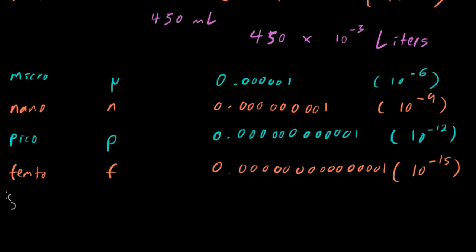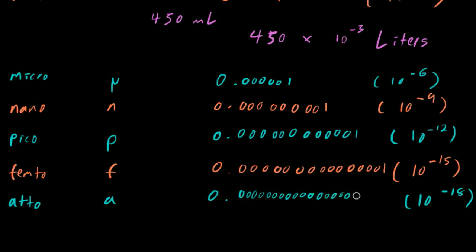And then the last one is the atto, and the symbol is A. This one is incredibly small, you can imagine. It's going to be 10 raised to the minus 18th power. And so this is going to have 1, 2, 3, 4, 5, 6, 7, 8, 9, 10, 11, 12, 13, 14, 15, 16, 17, 18. So there, that is going to be our atto division for our standard units prefix multipliers.